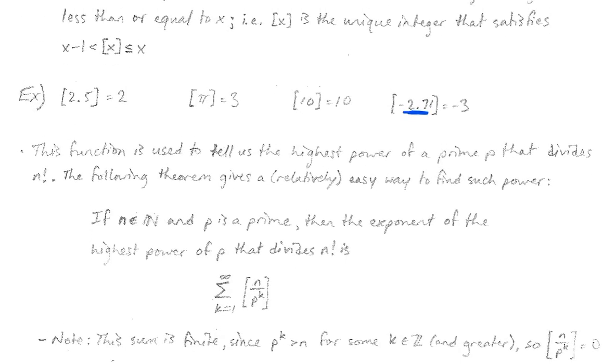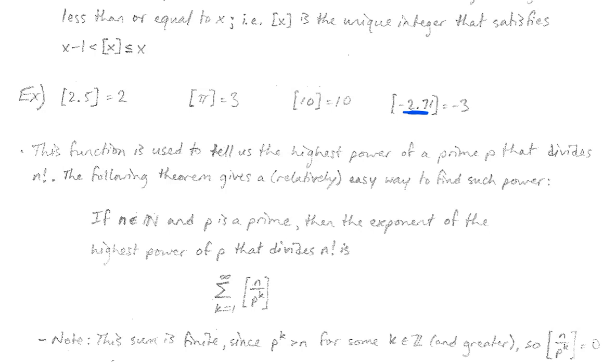So if you have a natural number n, just a positive whole number, and if p is a prime, then the exponent of the highest power of p that divides n factorial, basically just the highest power of p that will divide n factorial, is given by an infinite sum. k starts at 1 and goes to positive infinity of the floor of n divided by p to the k.